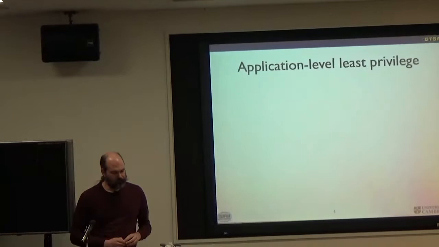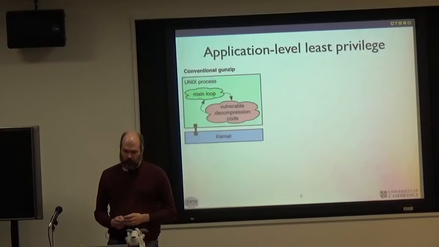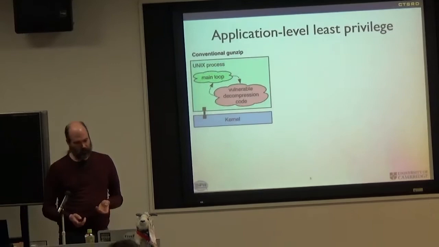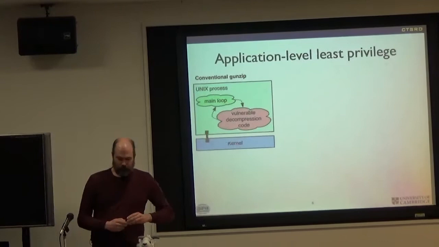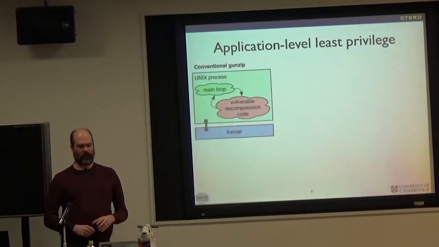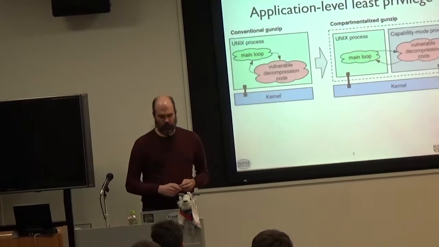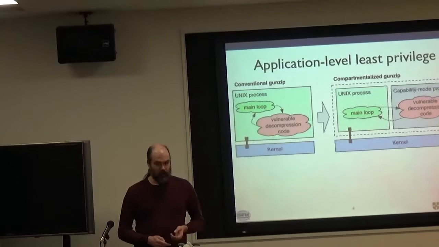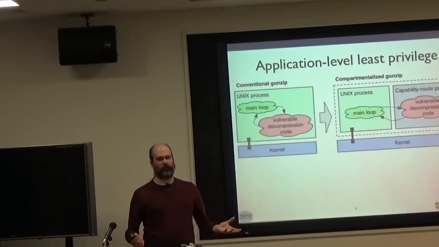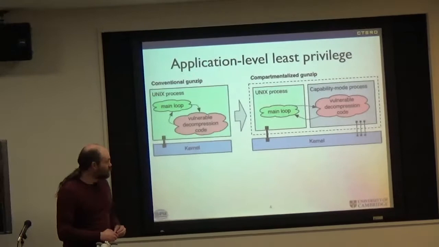Another level to think about is application least privilege. So consider a program like fetch, or a gzip program. You're unzipping a file, you have a bug in your decompression code, and that file is malicious. In the conventional gzip program, that malicious file can do anything that the user can do. You might want to compartmentalize that. For instance, in this example, with a capability mode process, say with Capsicum, the vulnerable decompression code only has access to input-output file descriptors. So the damage it can do is write the wrong file, which is kind of meaningless anyway, given it was a corrupt gzip file.